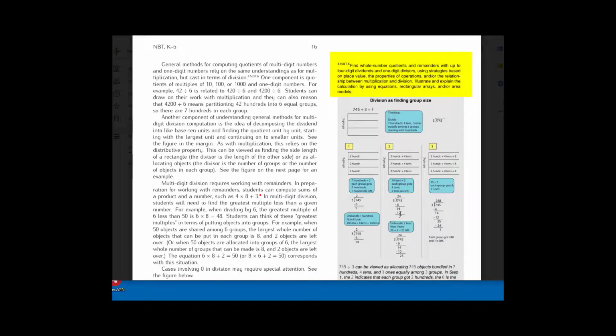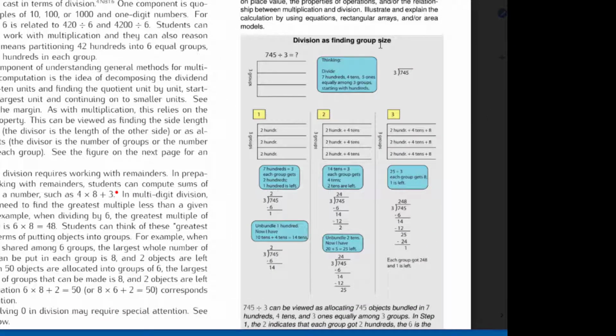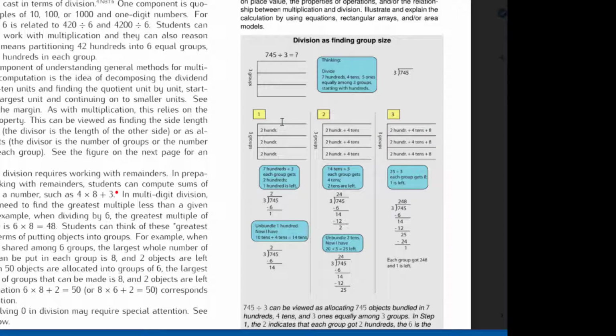And if you notice here, they're talking about division as finding group size. So here, this is called partitive division. They have given the students the number of groups, and they have to decide how many are in each group. That's what we saw in the video.